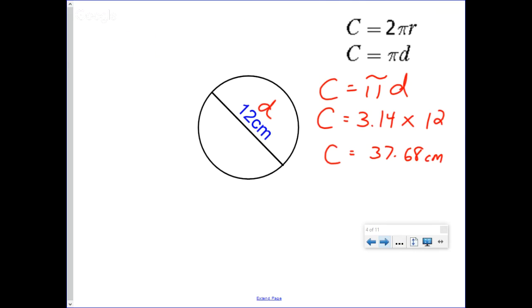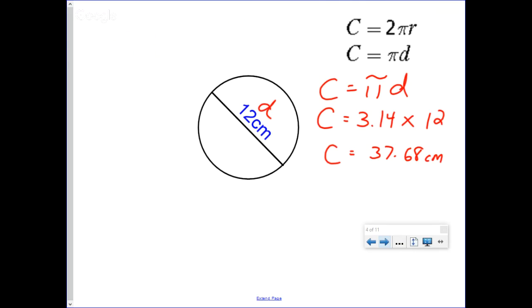And 36 is exactly 3 times 12, and we know that our circumference has to be a little more than 3 times the diameter. So that's a good way to double check yourself. 37 is a little more than 36. So that's a good way to check yourself. So the distance around this circle is 37 and 68/100 centimeters.